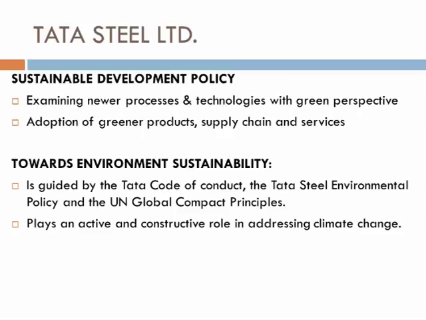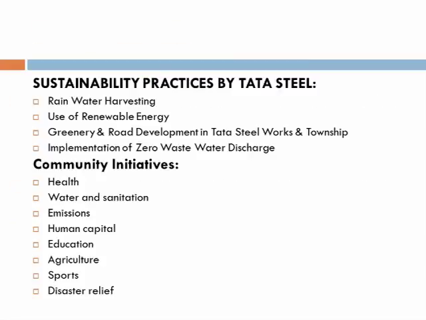Some of the sustainability practices by the Tata Steel industry include rainwater harvesting, where it has developed various rooftop rainwater harvesting plants. The use of renewable energy, where it has decided to use solar energy for street lighting purposes. The Tata Group has also developed various greenery and road development processes, where it has used plastics for the construction of roads and developed various wasteland into green parks. One of the most important policies of Tata's includes the zero wastewater discharge policy, where they have been treating the plant wastewater and converting it to reusable quality.